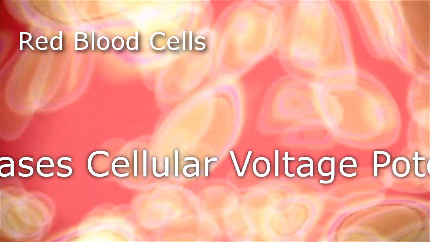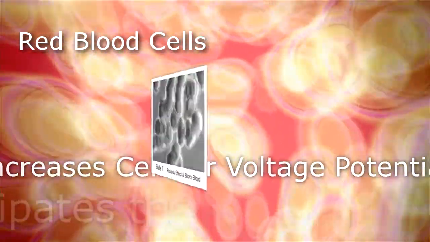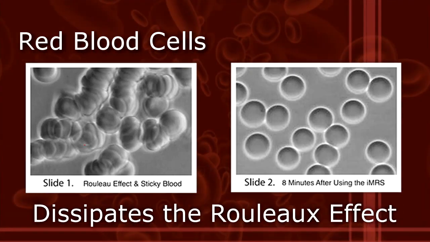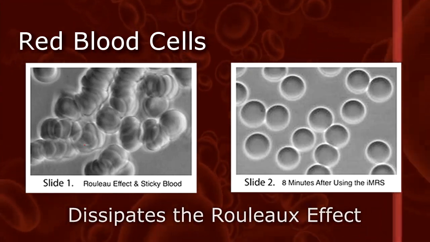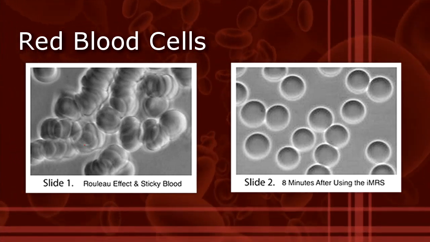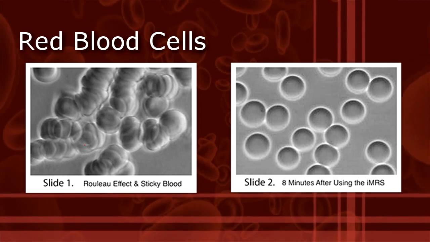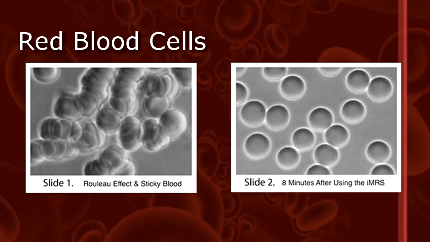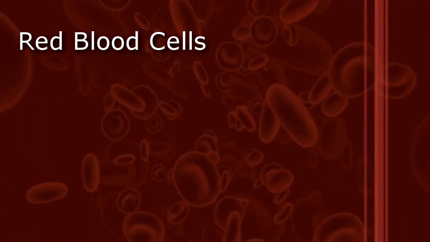Number 2 is the red blood cells themselves. The red blood cells are flowing within the blood vessels. And what PEMF therapy does, by increasing the cellular voltage potential, is dissipate what's called the Rouleau effect, meaning your blood cells will stack like coins and get clumpy and lumpy when the cellular voltage is low. And that actually inhibits the red blood cells from holding on to oxygen. Because they clump together, it makes it difficult for them to get through the capillaries, because red blood cells can only get through the capillaries one at a time.